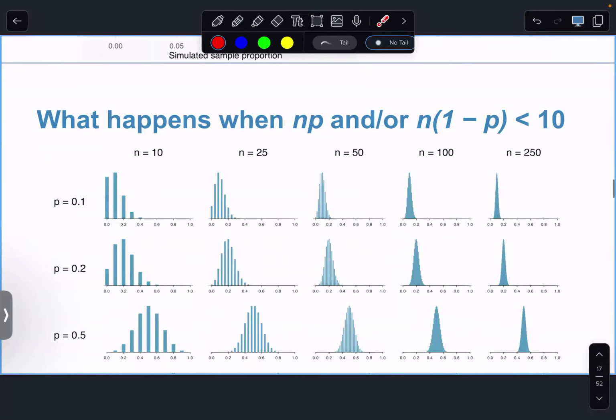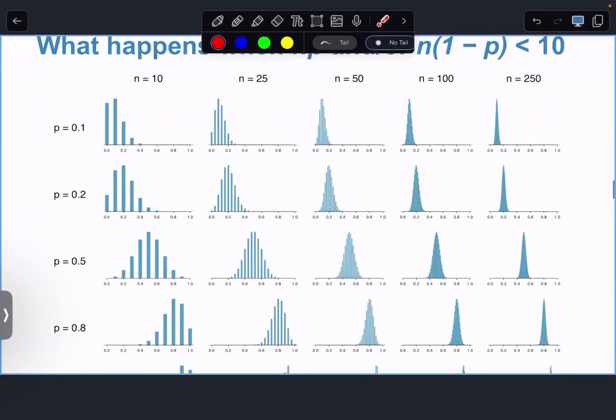Yeah. Which, if we take a step back and think about it, makes sense. But we get lost in the weeds with this np times n(1-p). Really all we're saying is, is my sample size big enough to be able to detect the proportion that I'm trying to detect? What we're going to find is the closer your p is to 0.5, a 50-50 split, the smaller the sample size you need in order to get to that normal distribution.